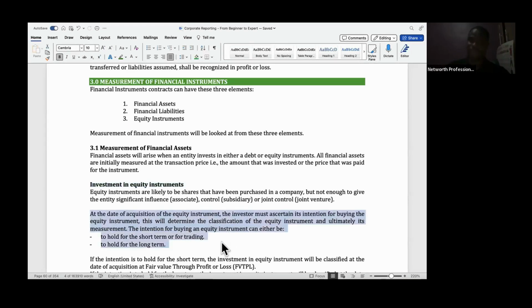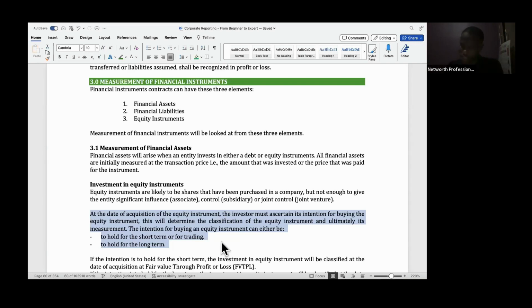However, at that same date, at the date of acquisition of those shares, you must ascertain why you are buying them. It's very important for users. People buy shares for two reasons generally. Either they are buying it for speculation, for the short term, or for trading. They think, instead of keeping this money in the bank, let me just buy some shares. If the price goes up, they will sell, and they keep using it to trade.